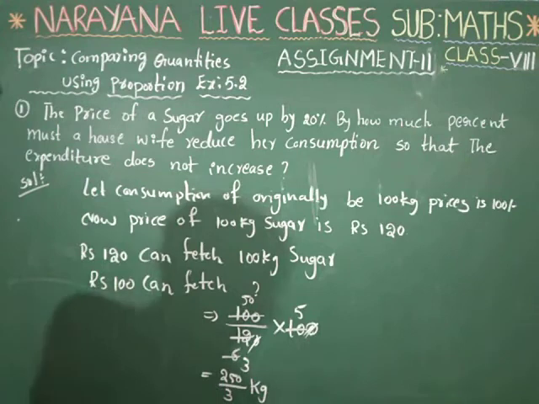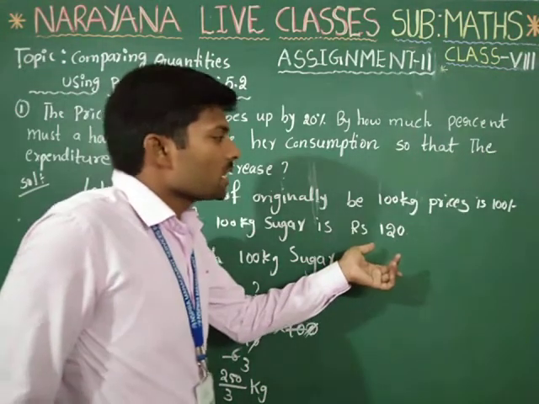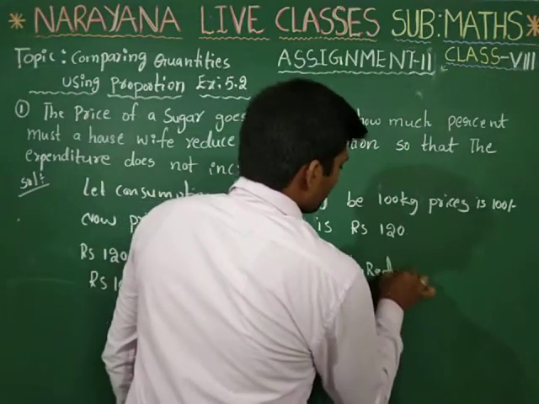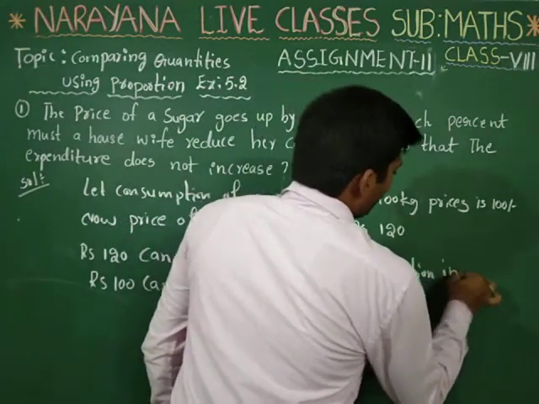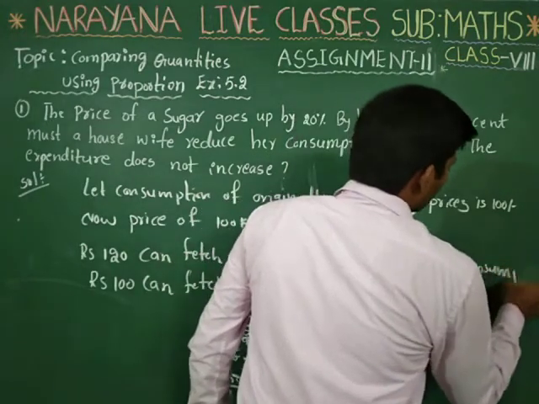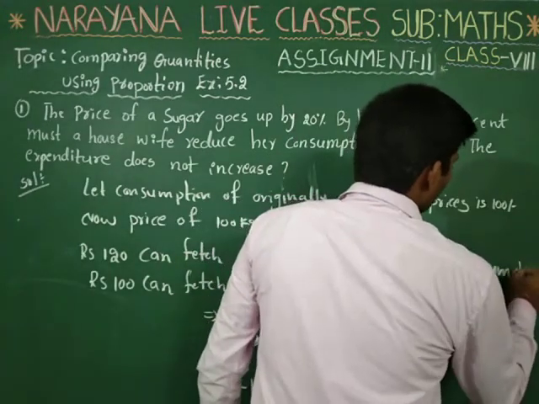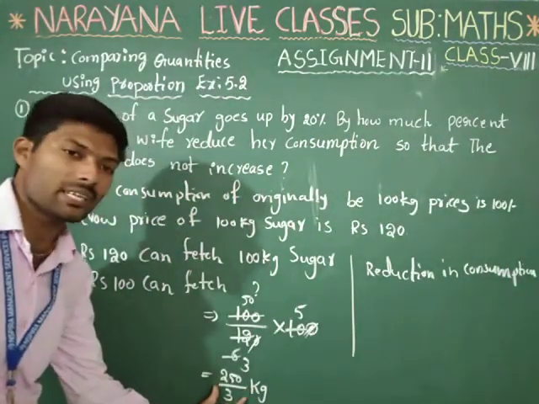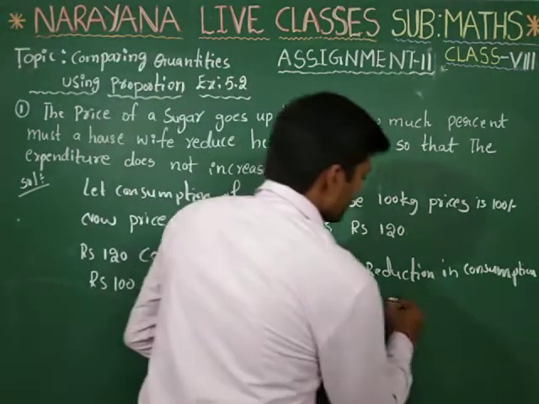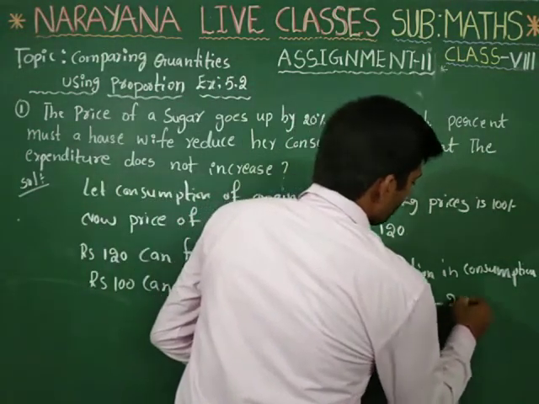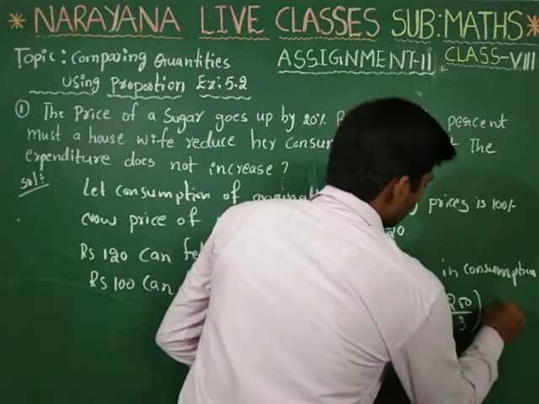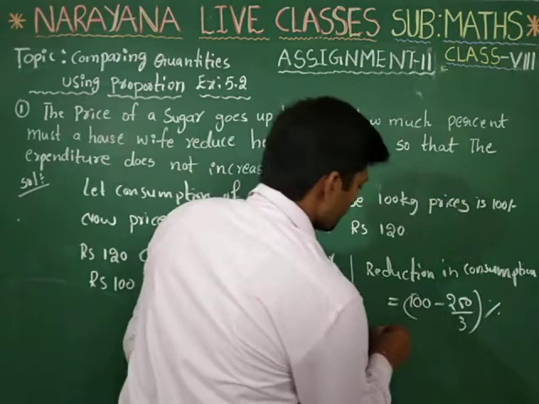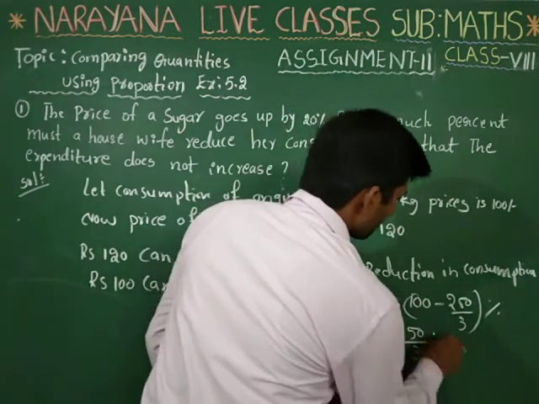So how can you write this? Now we have to find the reduction in consumption. Reduction in consumption means we need to subtract this 250 by 3 kgs from 100. That is 100 minus 250 by 3 percentage. This will become 300 minus 250, that is 50 upon 3 percentage.